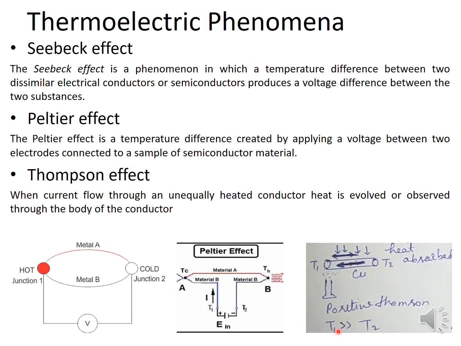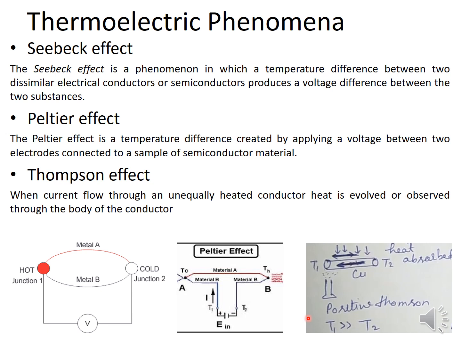Whenever T1 is greater than T2, under that condition, if a current is passed from this end to this end, the conductor will absorb the heat. The heat will get absorbed if the current passes through the conductor from this end to this end. This phenomenon is called the positive Thomson effect.